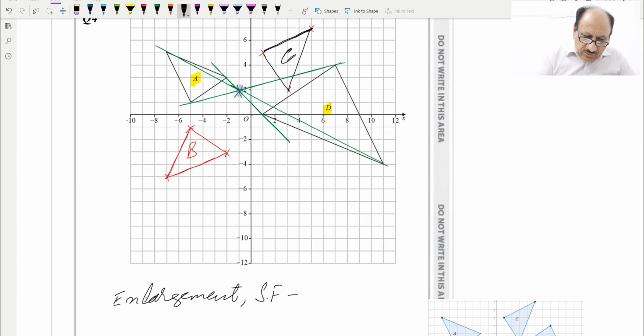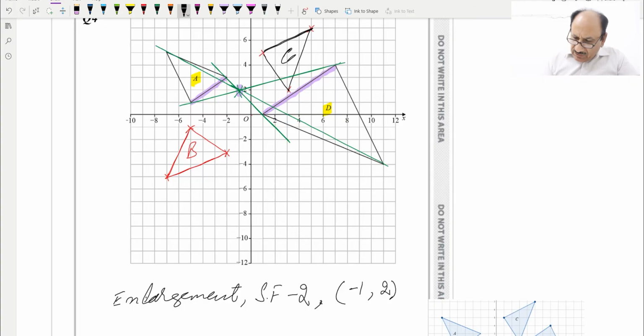And if you check the length of this line, you will see 2 centimeters, and this line will be 4 centimeters, so the scale factor will be 2, so minus 2 will be the scale factor, because as I told you, the image is on one side and the object is on the other side of the center of enlargement, so that's why we are taking minus 2. And for the origin we can take minus 1 and 2, so the center of enlargement we can say is (-1, 2). So these are the 3 points which we have to write to get 3 marks.